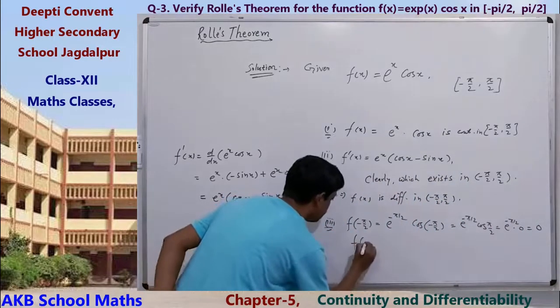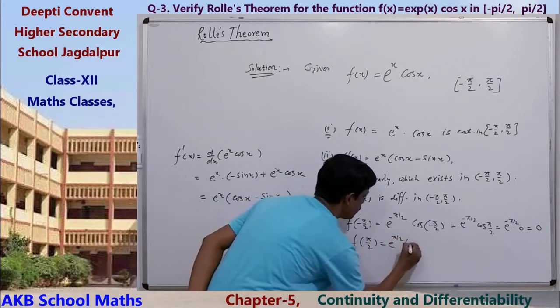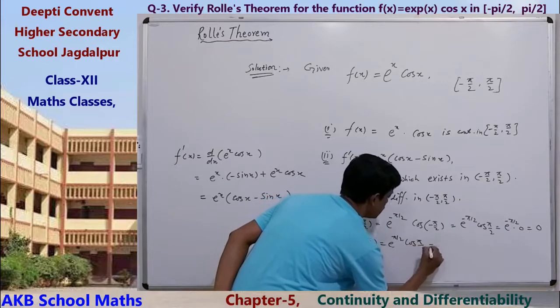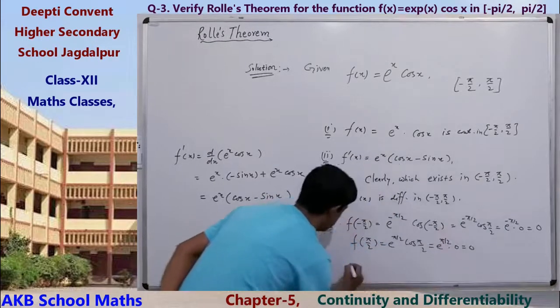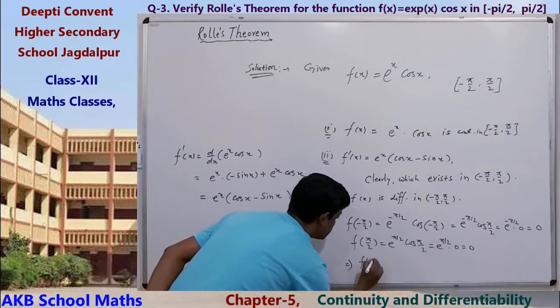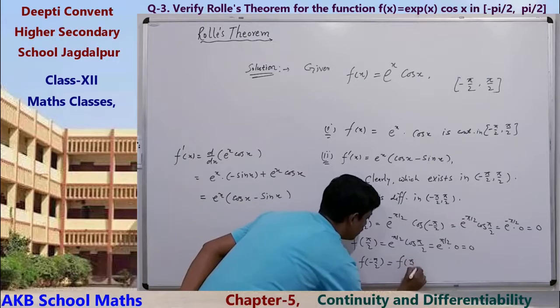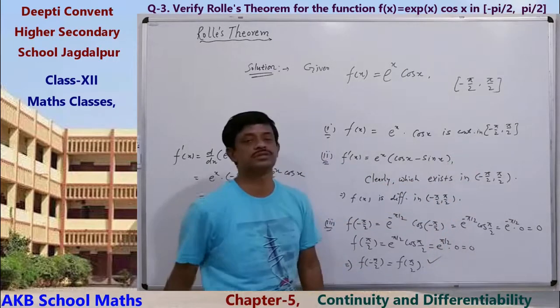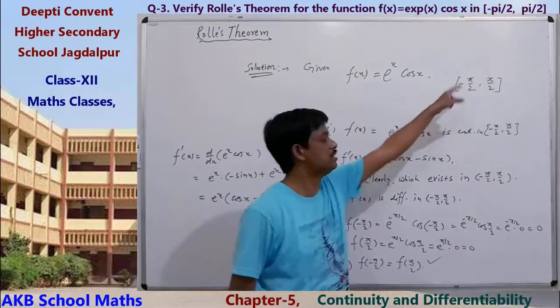And also f pi by 2 is e to the power pi by 2 cos pi by 2. This also equals 0, e to the power pi by 2 into 0 equals 0. This implies f minus pi by 2 equals f pi by 2. The third condition is also satisfied. So the three conditions of Rolle's theorem hold for this function in this interval.